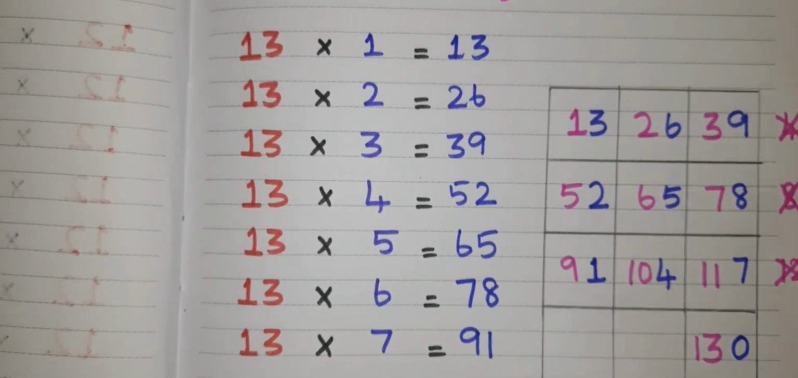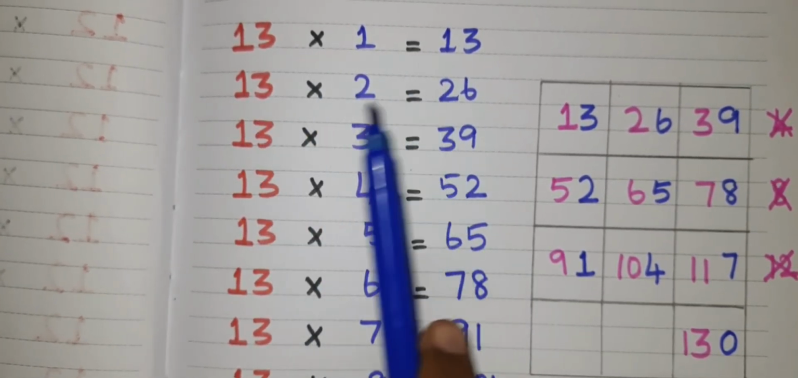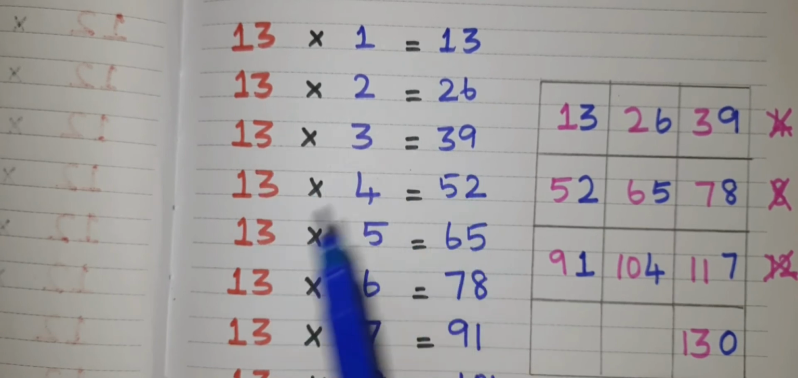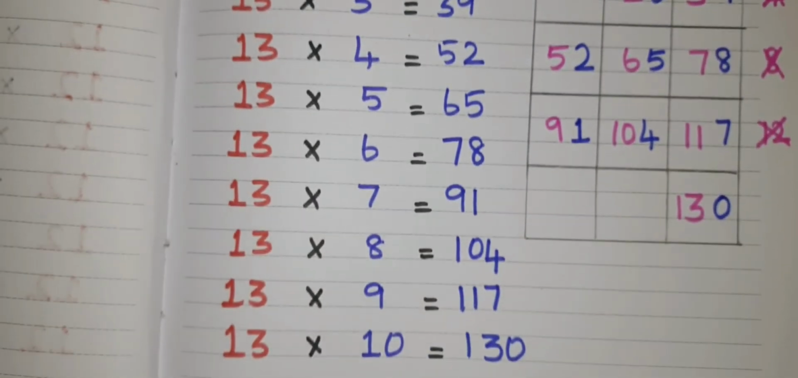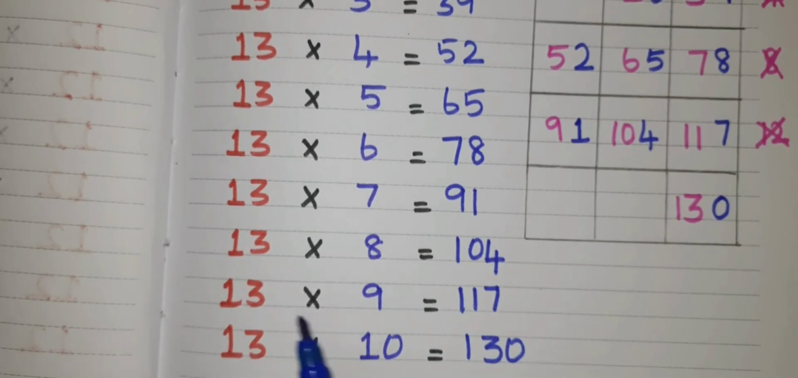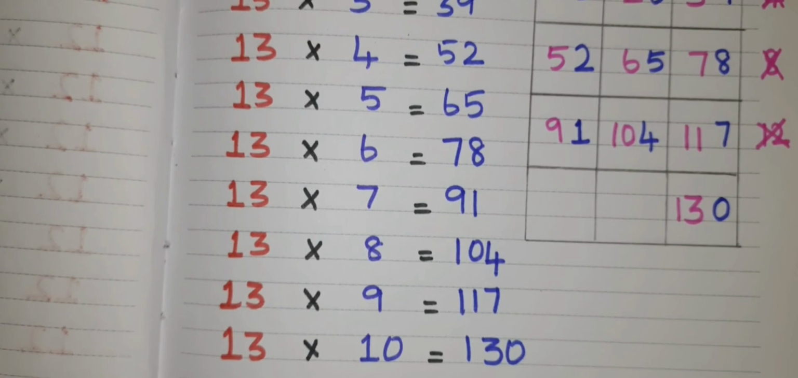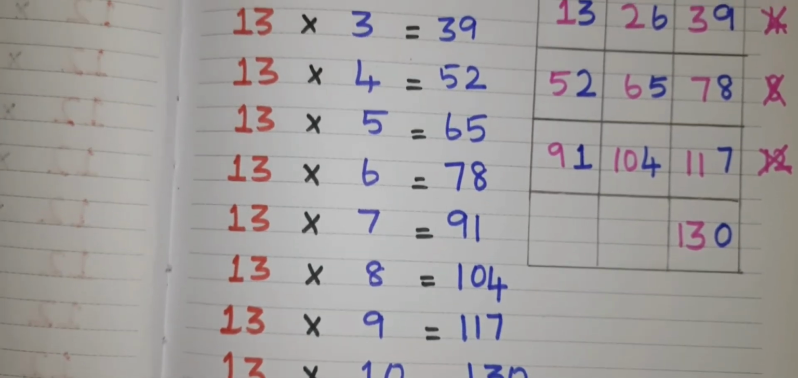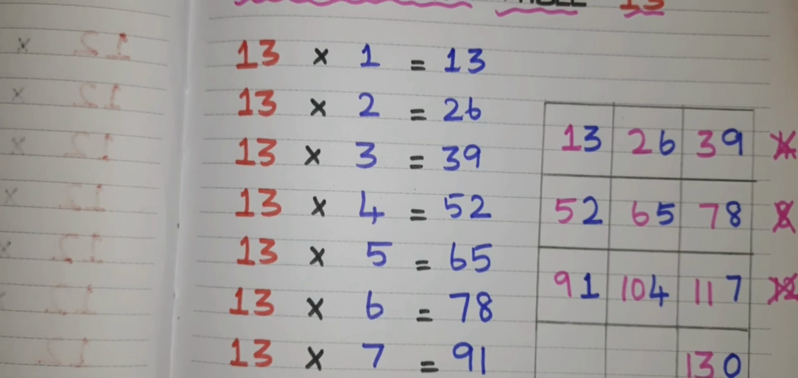Let's say the table now. 13 1 is 13. 13 2s are 26. 13 3s are 39. 13 4s are 52. 13 5s are 65. 13 6s are 78. 13 7s are 91. 13 8s are 104. 13 9s are 117. 13 10s are 130. This is the easy trick for writing the multiplication table 13.